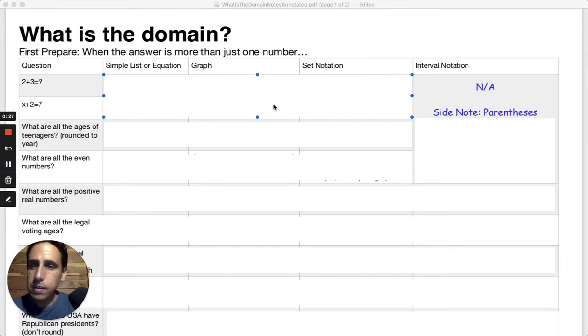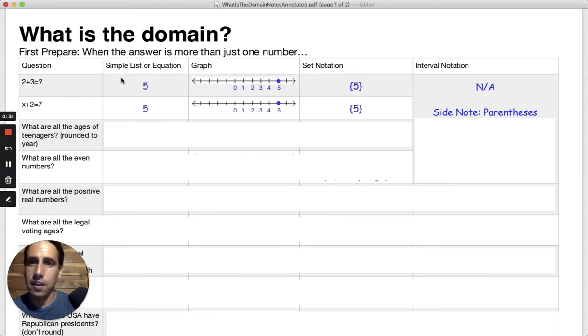So the first thing we can talk about is a simple question like 2 plus 3, what's the answer? And of course the answer is 5. And if you just want to simply list things out or write an equation, you could say x equals 5. This is just 5. And if you want to plot it on a graph, then you could put it on the number line and 0, 1, 2, 3, 4, there's the answer, 5.